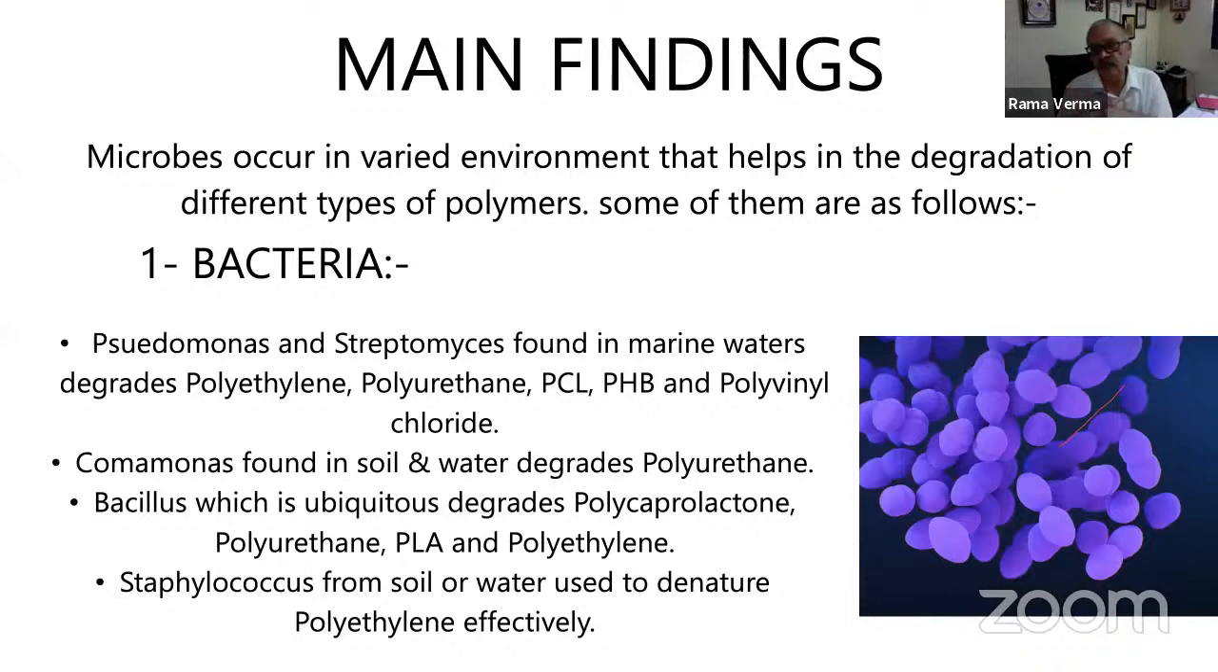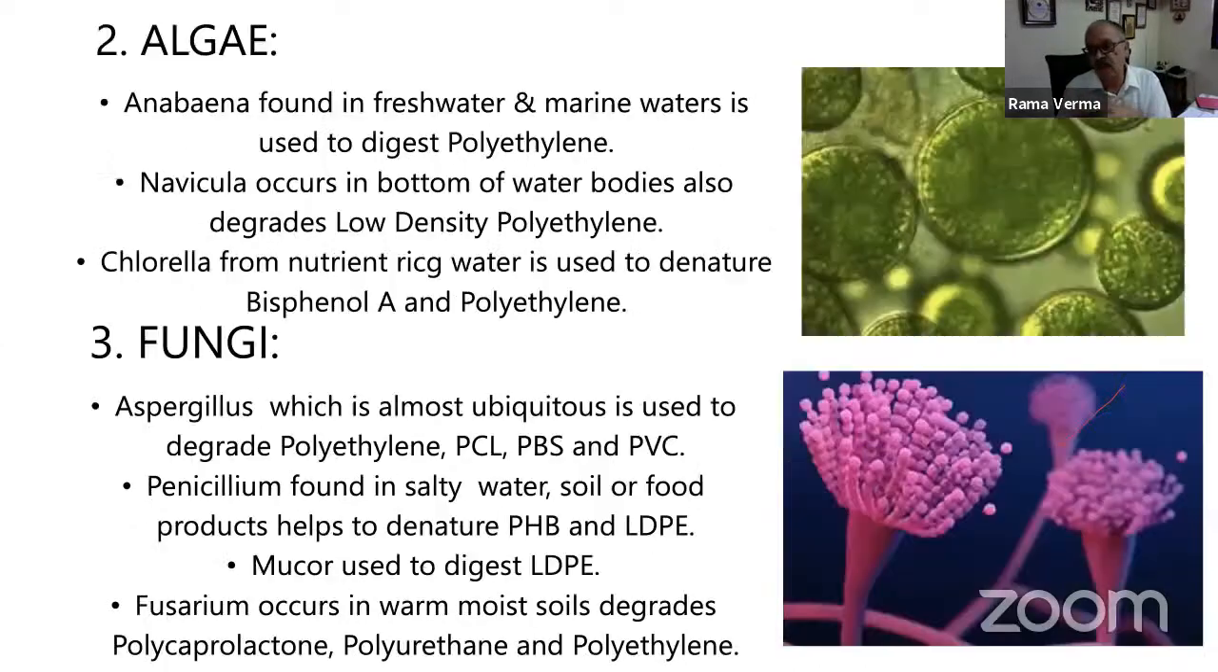So the research has been done to find not only bacteria but also algae. Algae is a tremendous source. Algae is a bigger organism than bacteria, and you can grow it much faster. You need only a little bit of water or humidity for it. Anabaena is one of them.